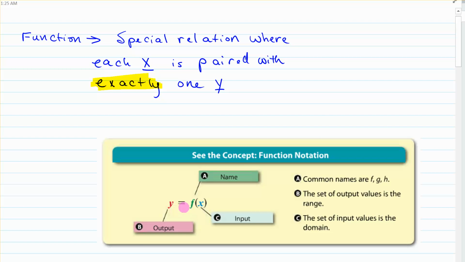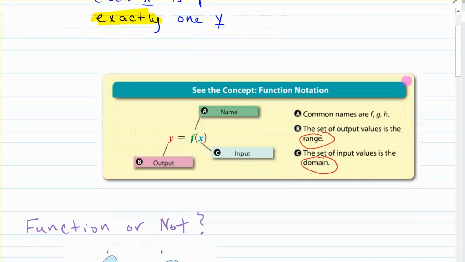Instead of y, you often see f of x. Y equals f of x. X is the input, the f is just the name of the function, and y is the output. Okay? It does talk about that the input values are the domain and the output values are the range.